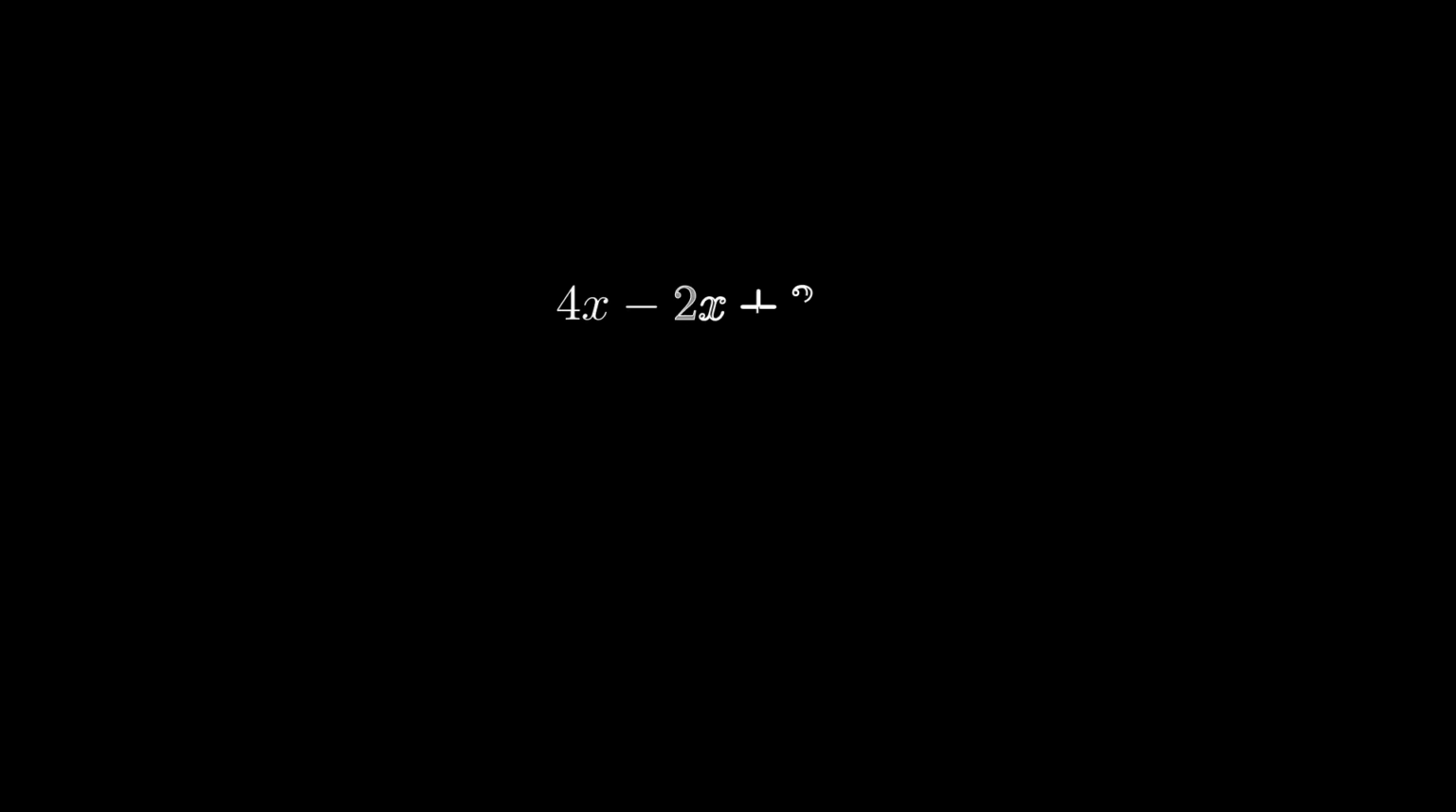Now let's tackle the problem 4x minus 2x plus 3 minus 1. We can start with combining the like terms first. Combine 4x and minus 2x to get 2x, and combine 3 and minus 1 to get 2. The final result is 2x plus 2. Great job!